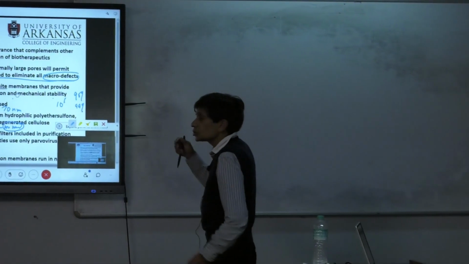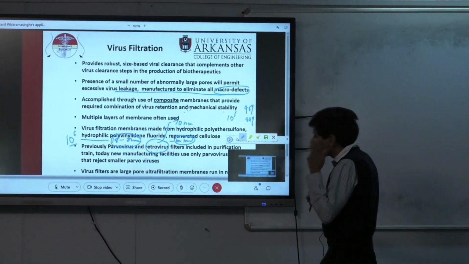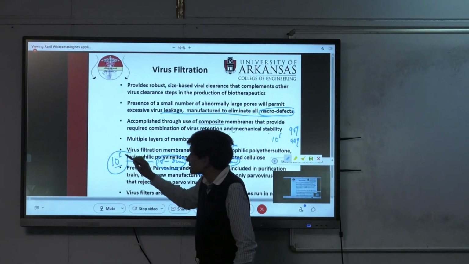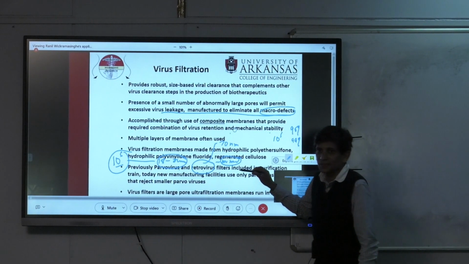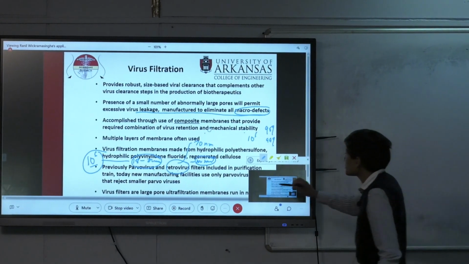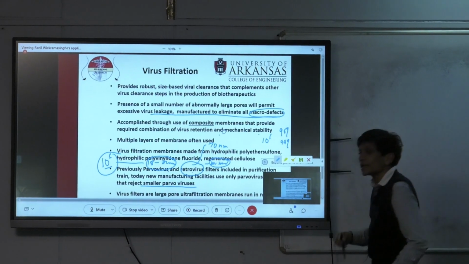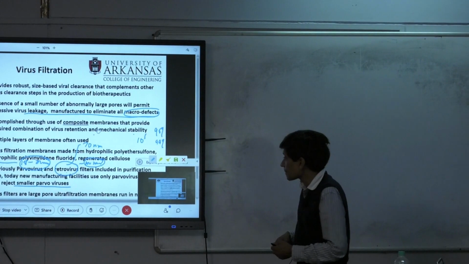So in the past, you used to put these multiple virus filters, some for parvo, some for retro. What you could say fairly clearly is that if I had a filter that removed parvovirus, the smaller virus, surely it must remove retrovirus as well, right? Because it's bigger. And that's in fact what happens today. So you don't actually have this today. In fact, you only use parvovirus filters that reject the smaller parvovirus, and they are automatically validated for removing retroviruses, okay?